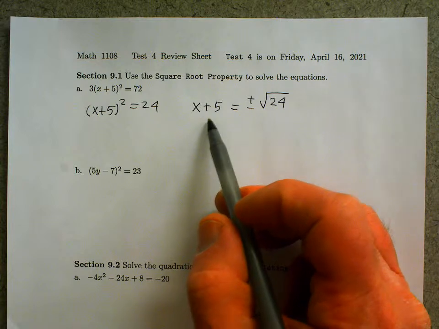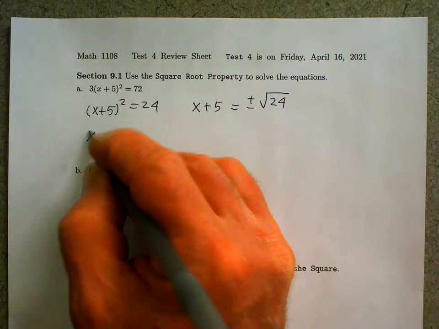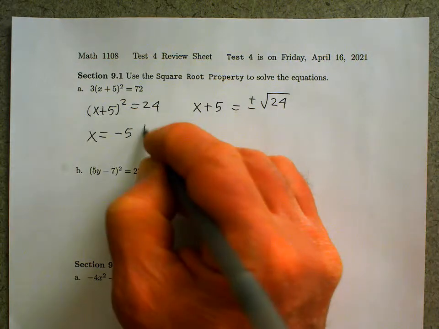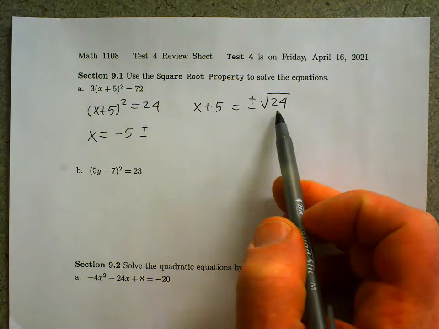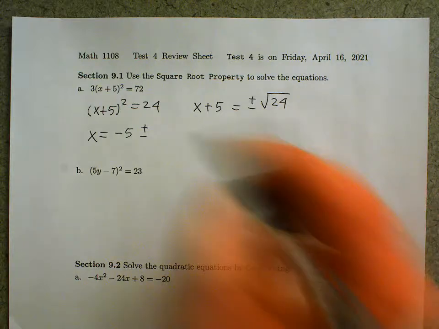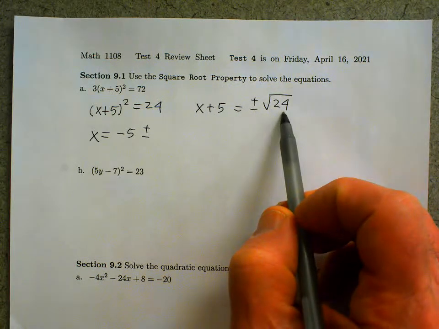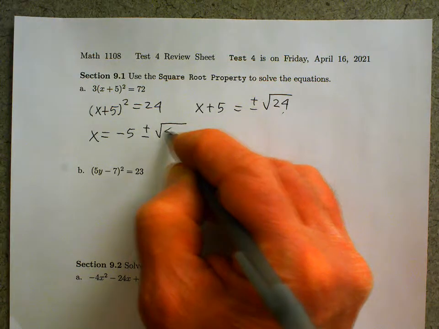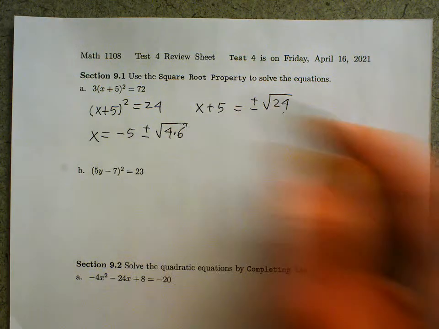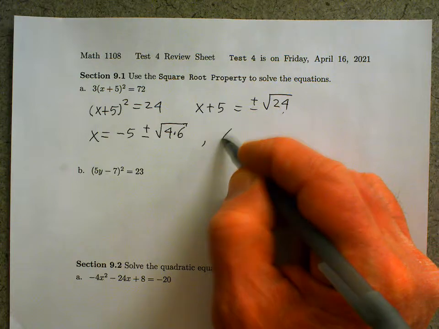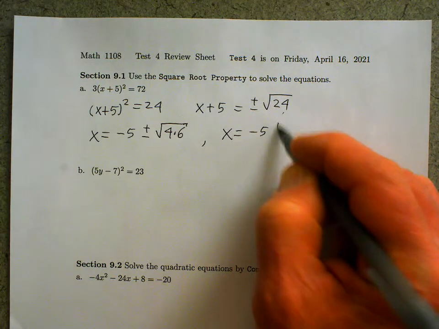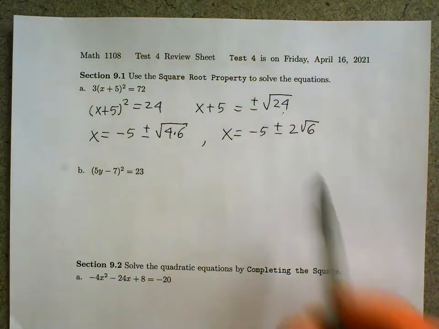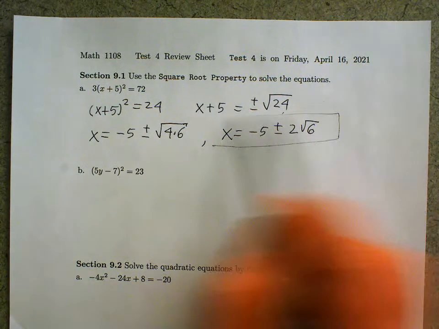Then we can subtract 5 from both sides and write it as x equals negative 5 plus and minus. We can simplify the square root of 24. So the largest factor of 24 that's a perfect square is 4. So we'll write this as the square root of 4 times 6. And then finally, we can write x equals negative 5 plus and minus 2 times the square root of 6. So those are the 2 solutions.